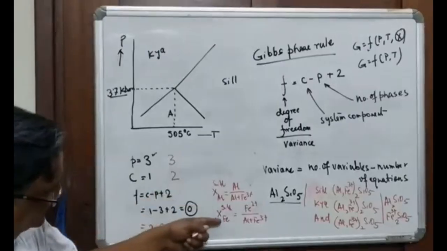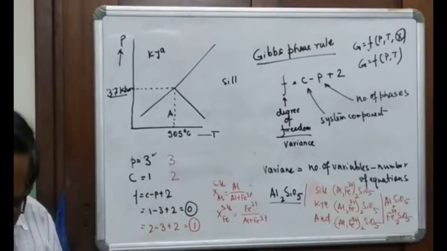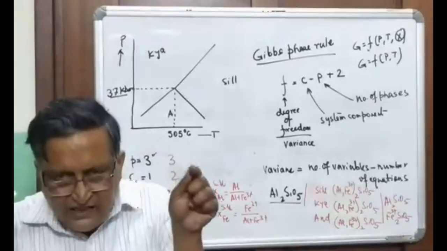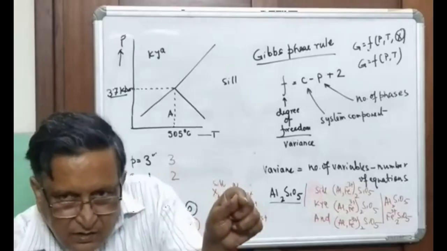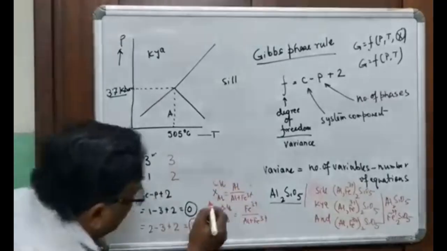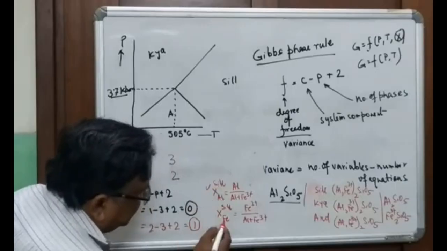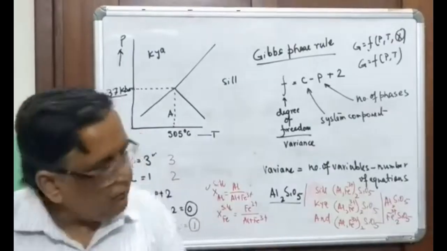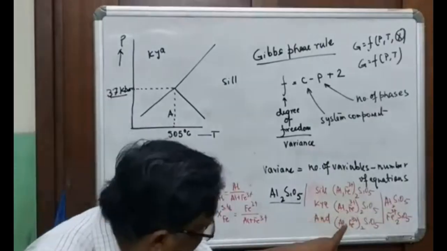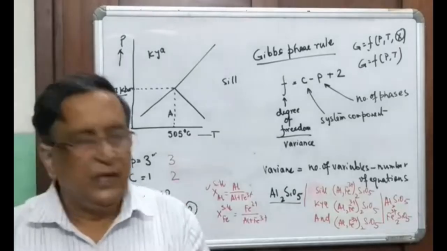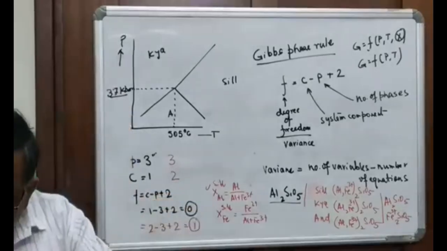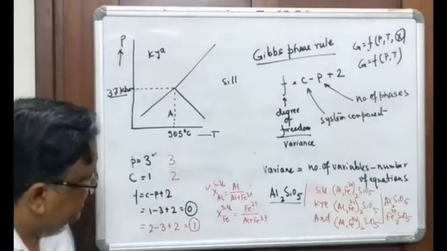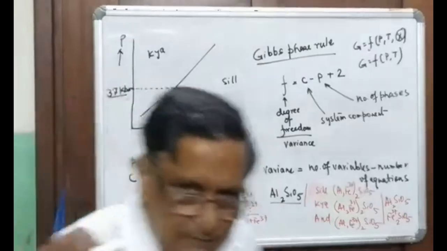XAl in sillimanite plus XFe3+ in sillimanite will add up to 1. So XAl plus XFe is equal to 1 in sillimanite. That means if you know one, you know the other. So if this is a variable, this is also; if you know this, this is automatically known. Same for kyanite, same for andalusite. These are not independently varying variables. One of them is an independent variable, the other one is a dependent variable.